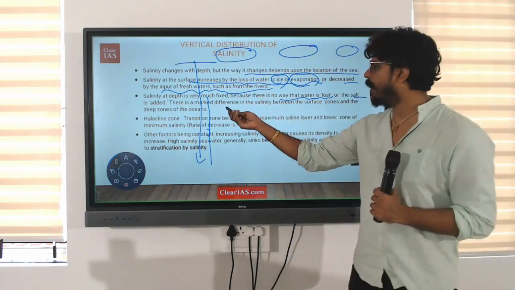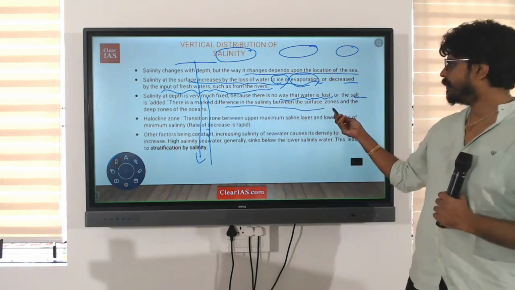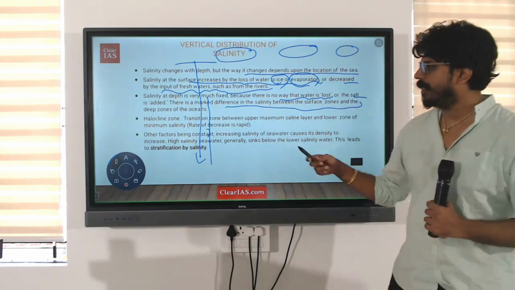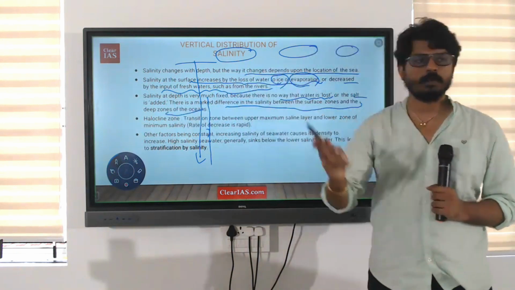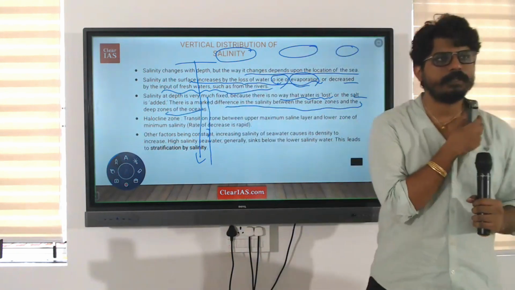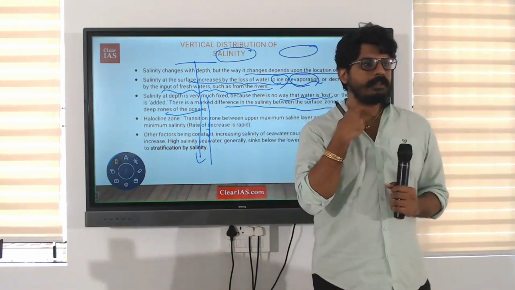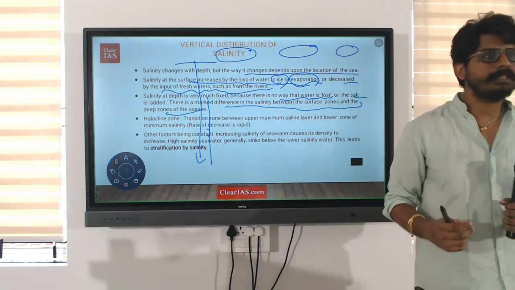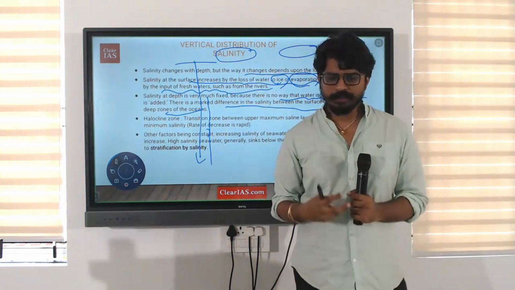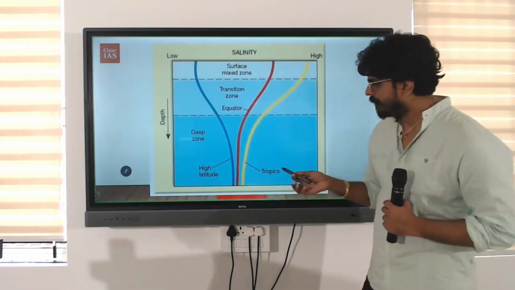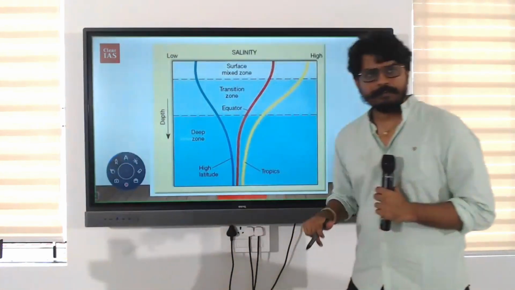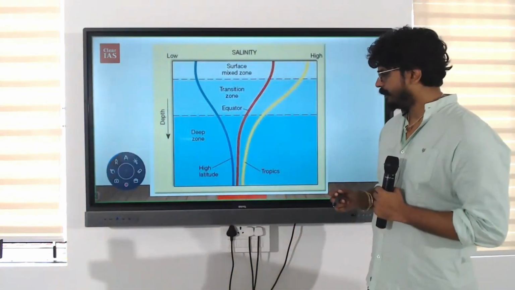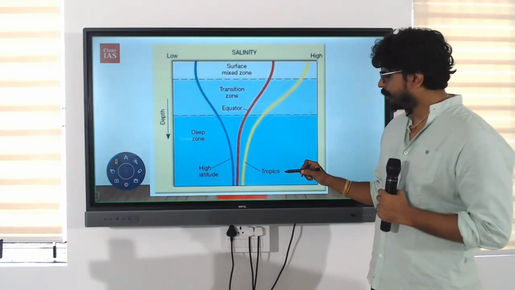So there is a marked difference in the salinity of the surface and the deep zone of the ocean. There is a great difference between the salinity we see at the ocean surface and the salinity we see at the ocean bottom. Let's take this, everybody, please listen. You can draw this and we'll write it.